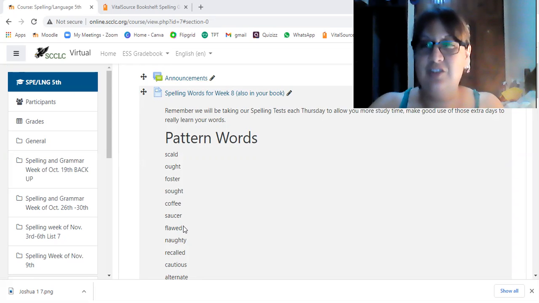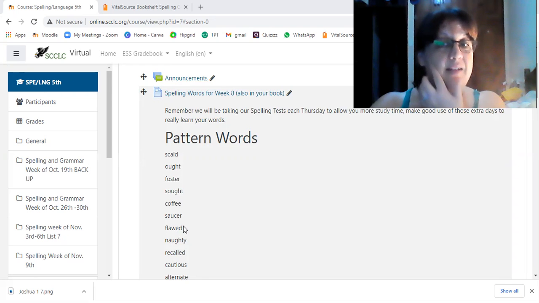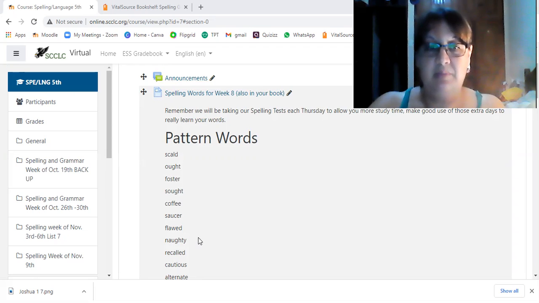Flawed. That's usually like an error, a mistake. Might say that your paper was flawed if it had bad spelling, or you might say her face was flawed because it had a scar across her cheek, something like that. So there's a mistake, there's something wrong. The sample sentence here says the sale rack was filled with flawed items. That would imply that all of the things that are on the sales rack have something wrong with them.